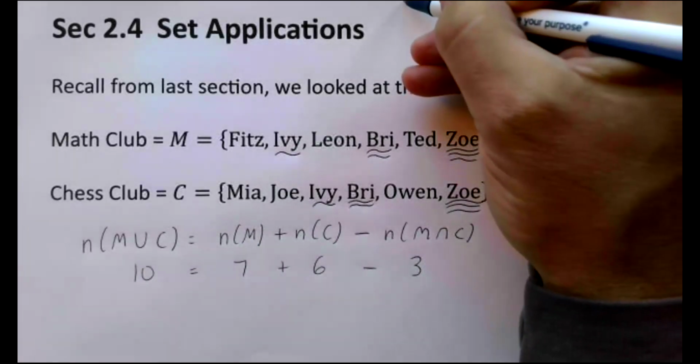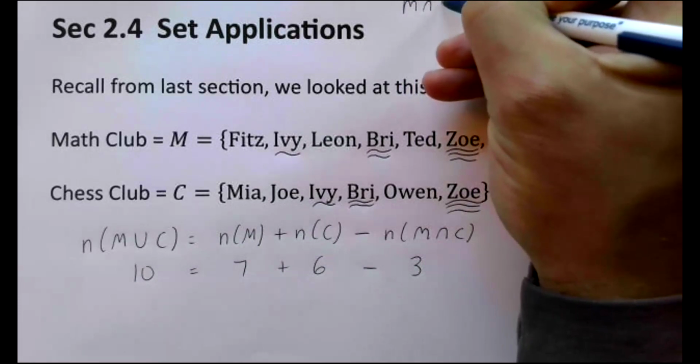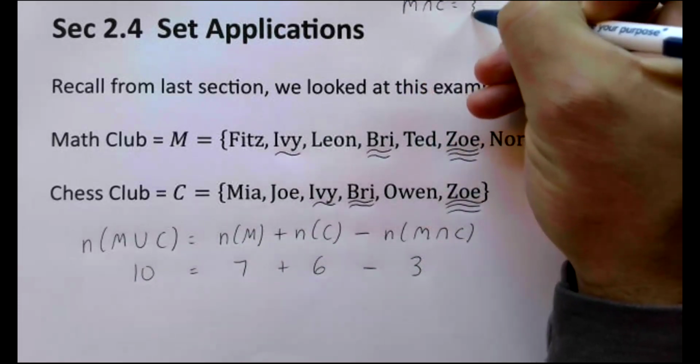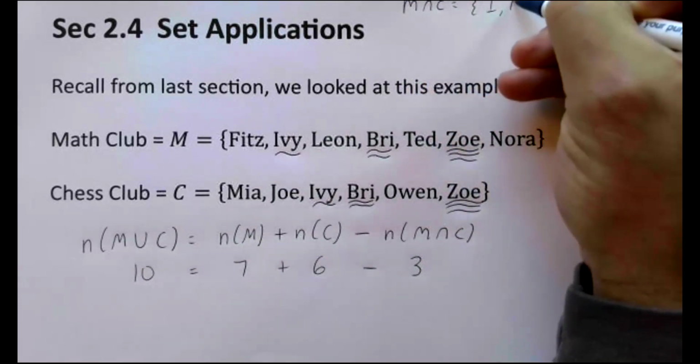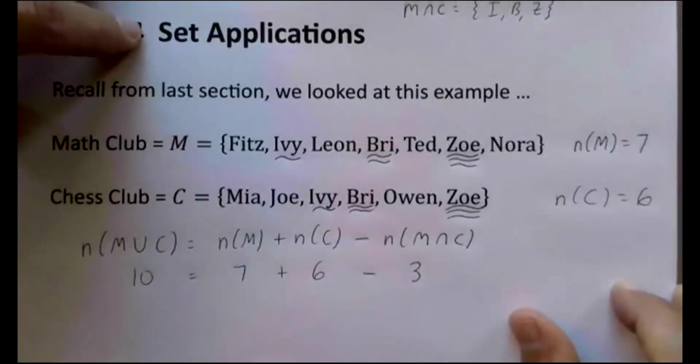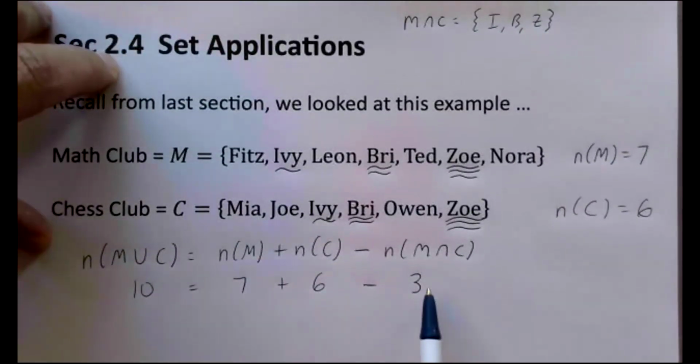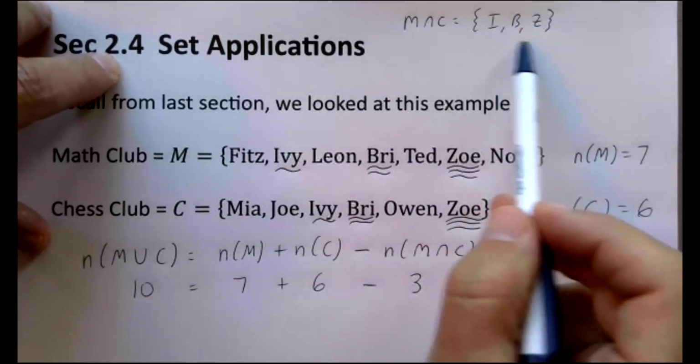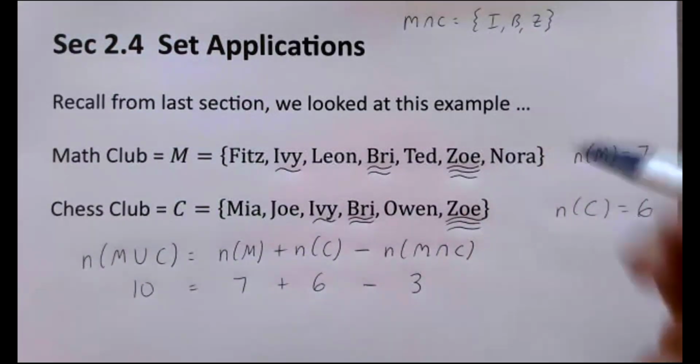Remember, the intersection of the two sets is where they overlap. They overlap with Ivy, Bree, and Zoe. So when we're saying that there are 3 people in the intersection, we're talking about those 3 people right there.